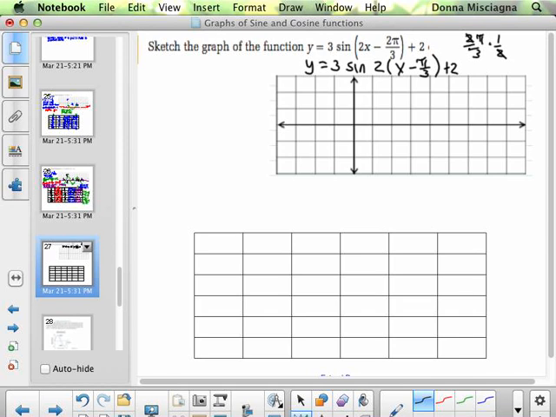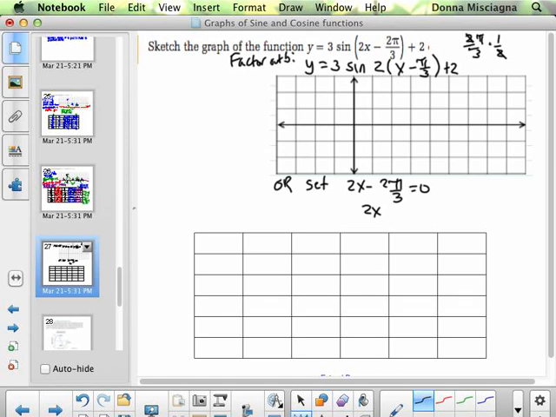The other thing you could do to find the phase shift is to set the 2x minus 2 pi thirds equal to 0. Right? So you can find it by factoring. Actually, I'm going to factor out b. Or you can set 2x minus 2 pi thirds equal to 0 and solve. Both of those work just fine. And I'll just show you.